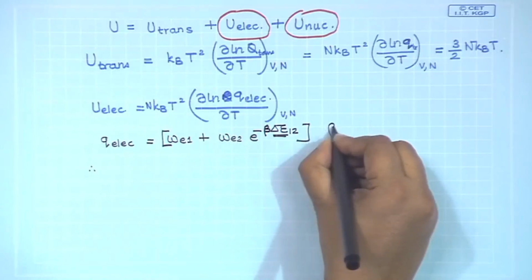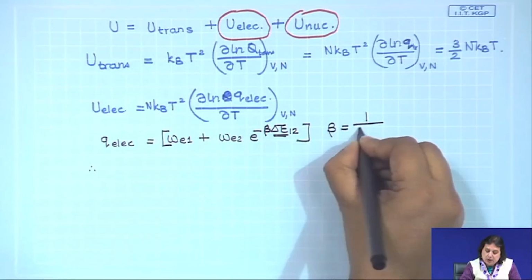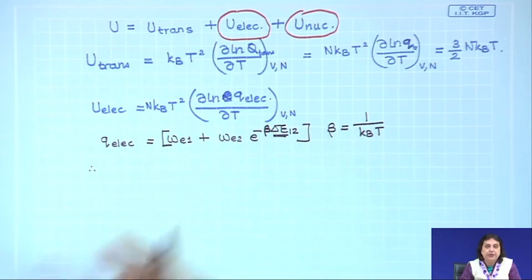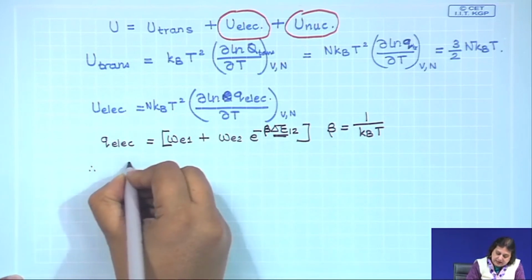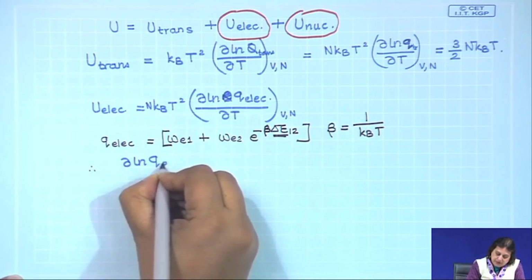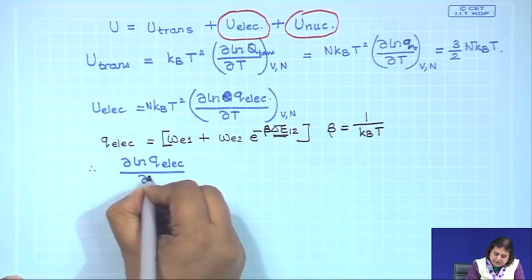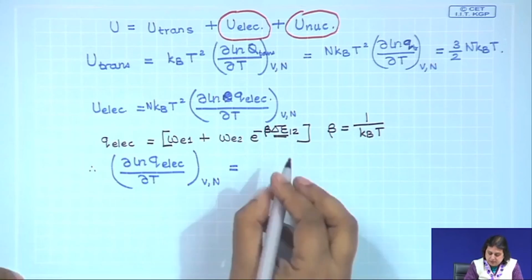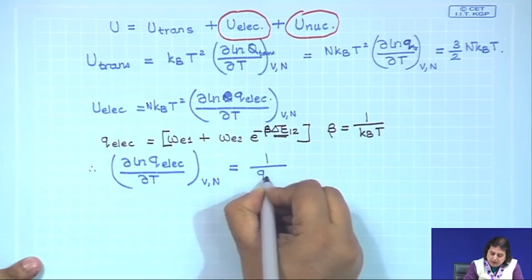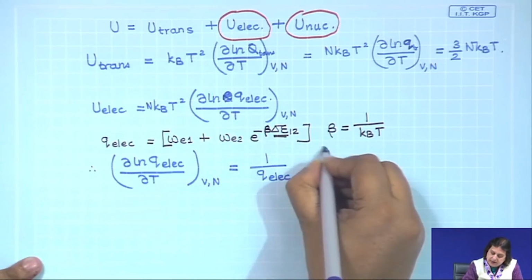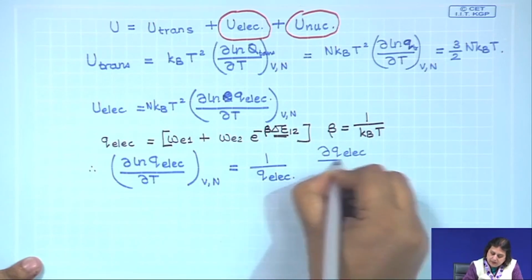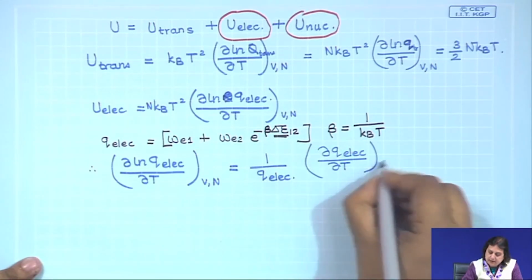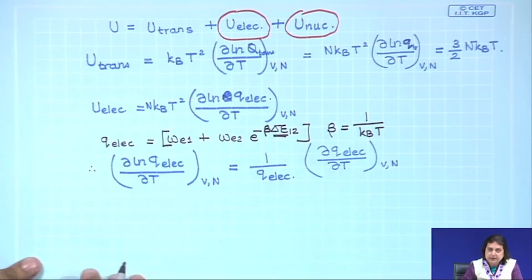So, that part is not temperature dependent, but explicitly the appearance of the term beta, which is 1 by kT, governs the temperature dependent property of q electronic. Therefore, I can say that del ln q electronic del T, if I take this derivative under the condition of constant volume and number of particles, is equal to 1 by q electronic into del q electronic del T under constant volume and number of particles, right.